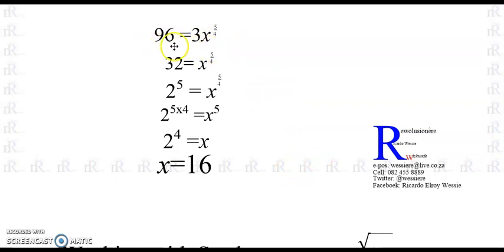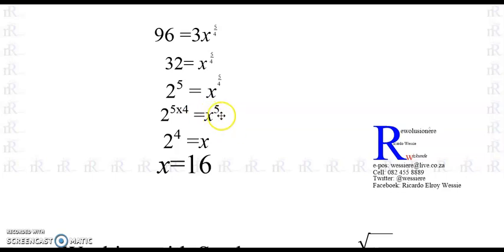divide by 3 on this side, divide by 3 on this side. Now you only have x to the power of 5 over 4. Your next step, multiply this exponent here by 4 to get rid of the 4 underneath the line. And also write this as a prime base, 2 to the power 5. Multiply the left hand side also by 4. So now I get 2 to the power 5 times 4 is equal to x to the power 5.